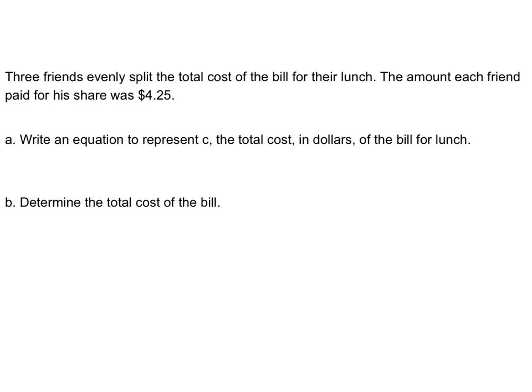Three friends evenly split the total cost of the bill for their lunch. The amount each friend paid for his share was $4.25. We're going to write an equation for C, the total cost in dollars of the bill for lunch. C is the total cost, and 3 friends evenly split it, so we're going to take that total cost and divide it by 3. That's going to be equal to what each friend paid, which is $4.25. So my equation is C divided by 3 is equal to 4.25.